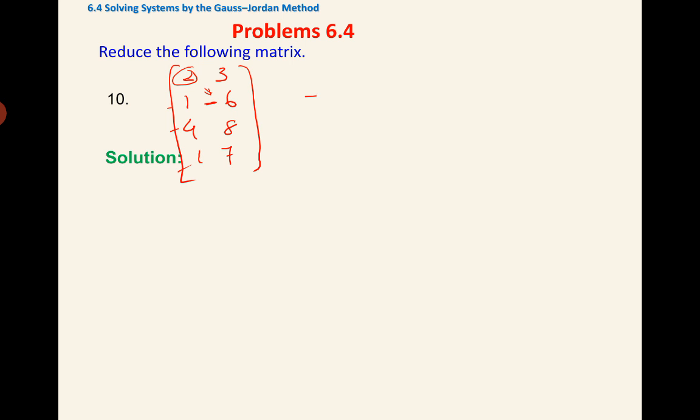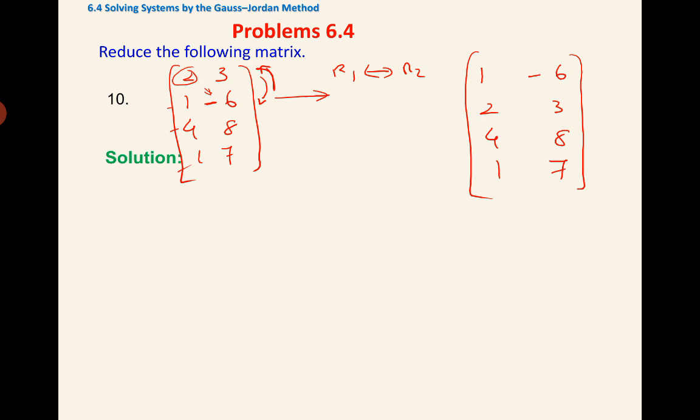So the next matrix, we are going to exchange these two rows. Exchange R1 and R2. What do you get? 1, negative 6 in the first row, 2, 3 in the second row, 4, 8, 1, 7. There is no change in row number 3 and of course in row number 4. After solving this problem I will go to solve system of equations.